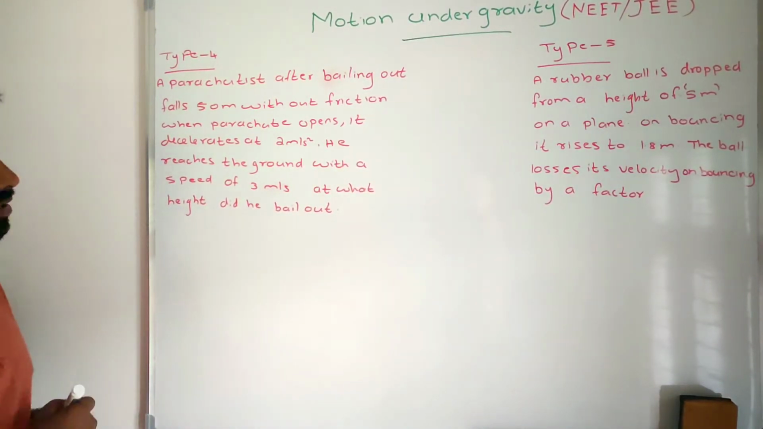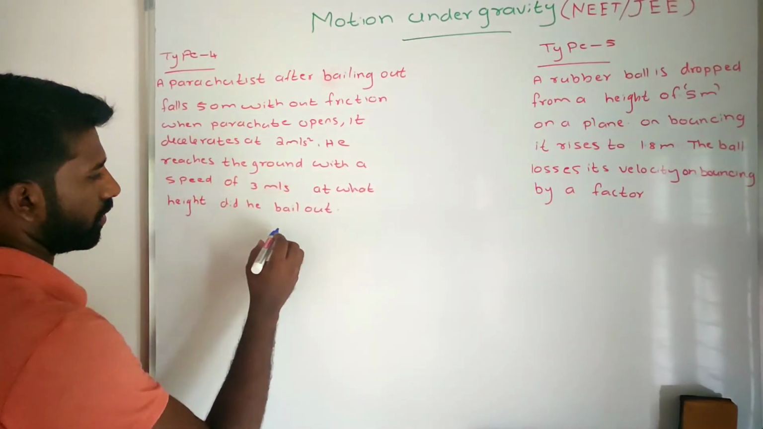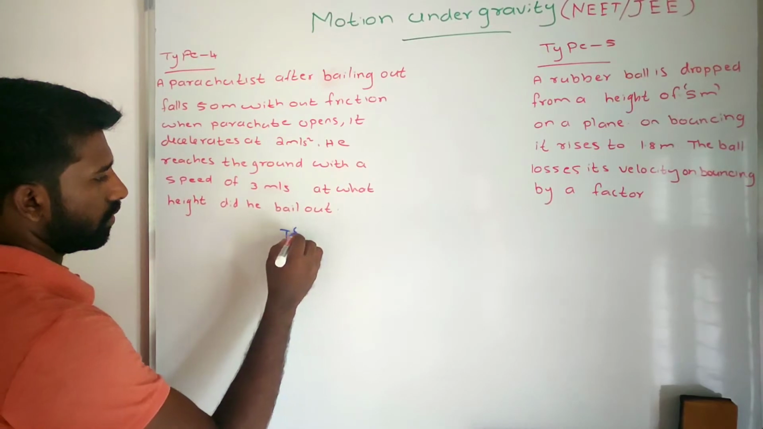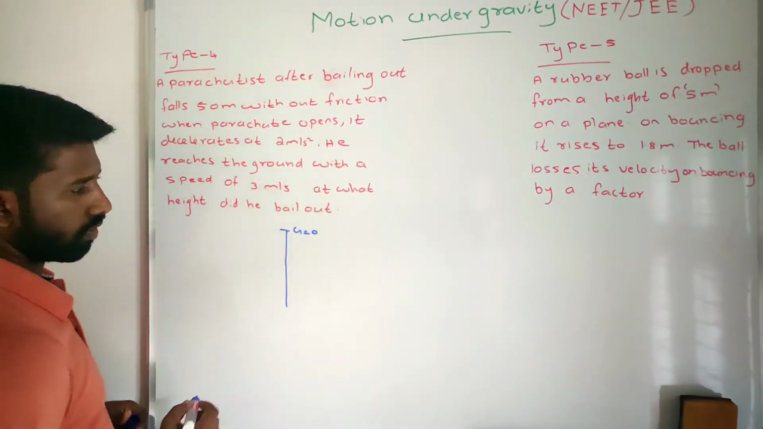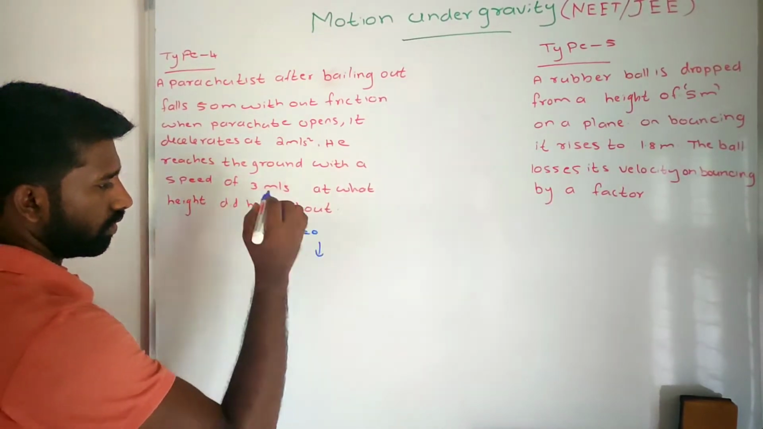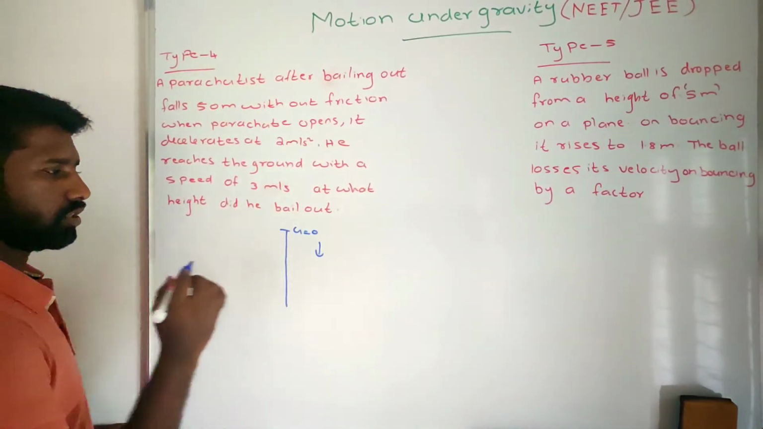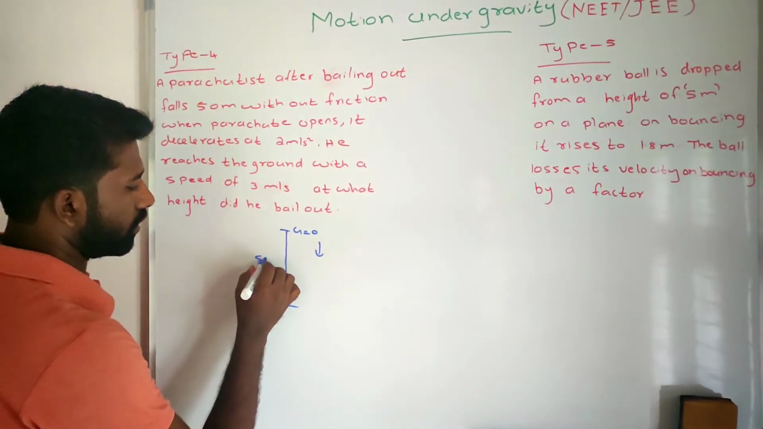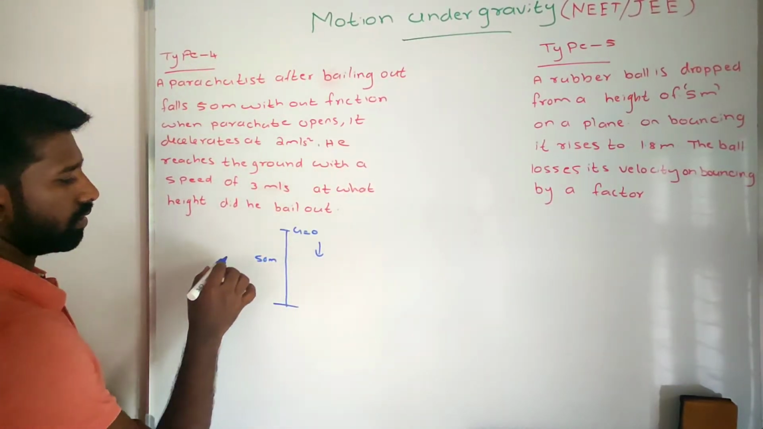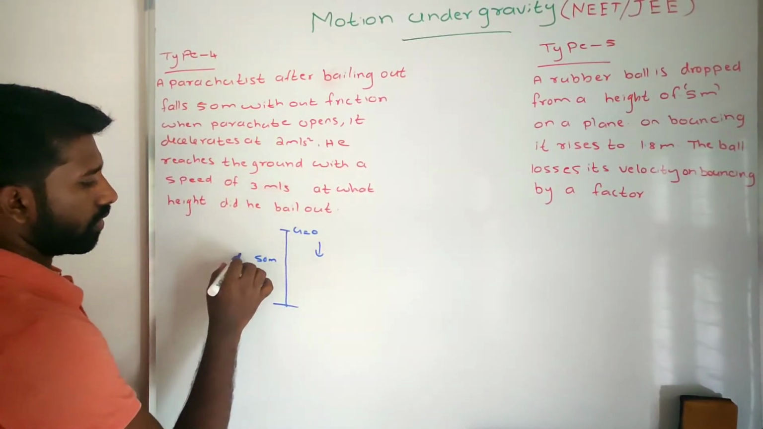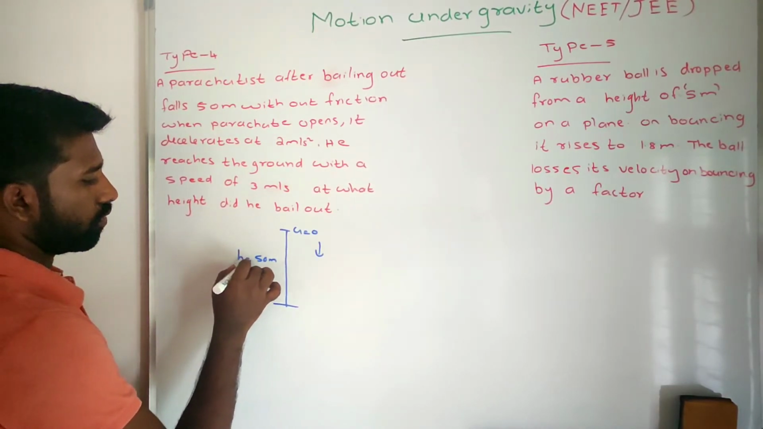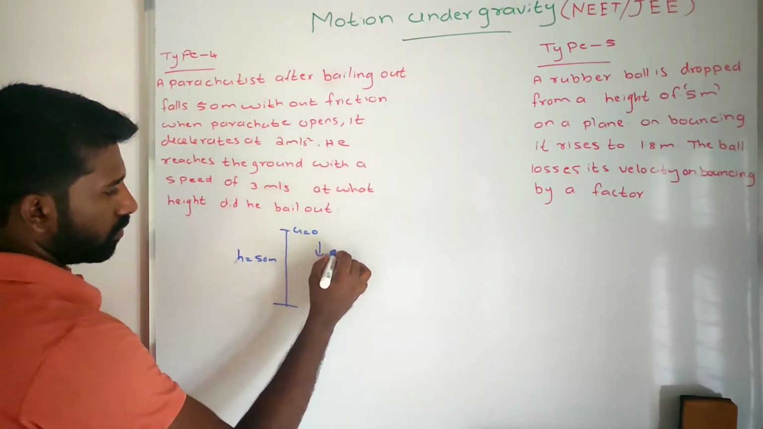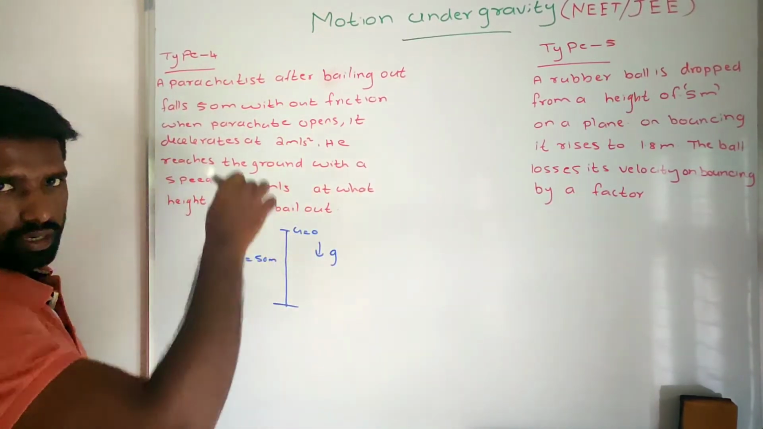Okay, that means from a particular height the parachutist jumped. Initially the velocity is 0. Initially there is no friction, so this motion is motion under gravity up to 50 meter. Up to 50 meter, this is a motion under gravity. Clear? The acceleration is downward.